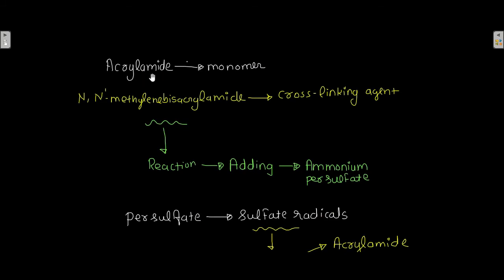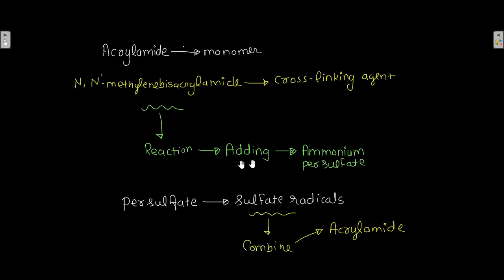Now acrylamide is used as a monomer in the polyacrylamide gel formation, and N,N'-methylene bis acrylamide is a cross-linking agent. So this cross-links the acrylamide, and that is how polyacrylamide is formed. The reaction of these two agents is initiated by adding ammonium persulfate. When you add ammonium persulfate to the solution, the methylene bis acrylamide will cross-link your acrylamide, and that will result in the formation of polyacrylamide.